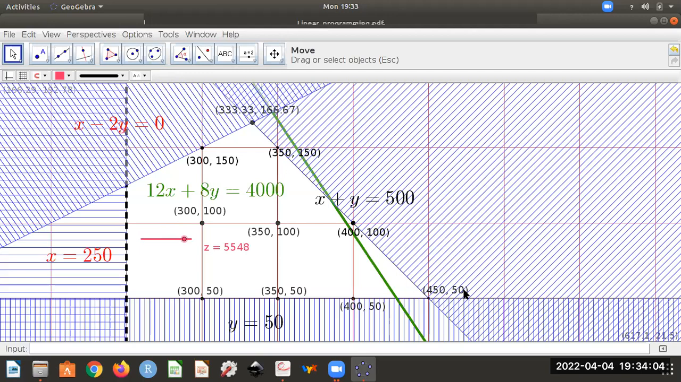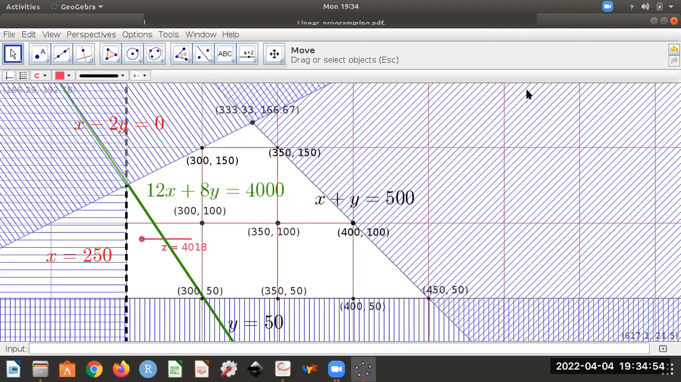So this is the optimal solution. I don't know if that is clear. You could use a ruler and a set square to do this as well. If you place a set square along this line and the ruler on this end, you'll be able to move the set square in such a way that it will give you lines that are parallel to this starting line, this green line. The last point where it hits the feasible region will give you the values for the optimal solution to the problem.